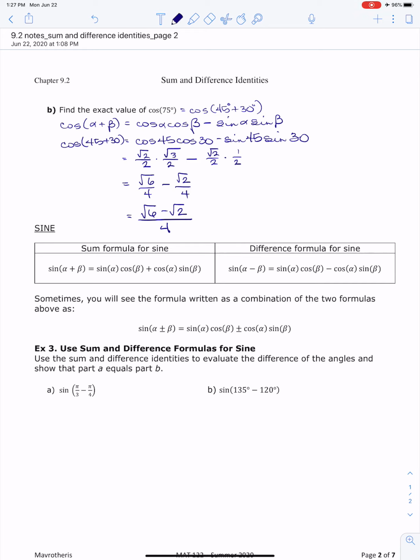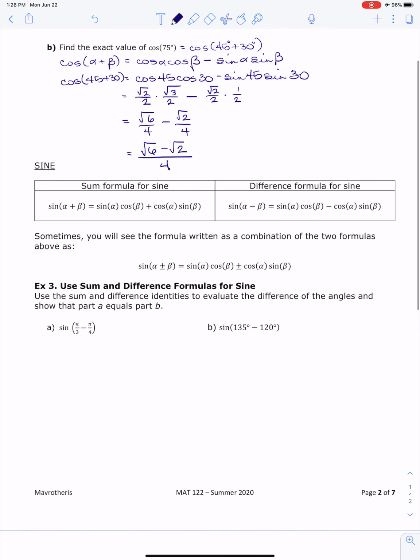Notice the similarities to what we found on the first page. You have exact values, 30, 45, and 60. We're dealing with 1/2, square root of 3 over 2, and square root of 2 over 2. There's only so many ways we can combine them, so you're going to see a lot of values that look real similar. Okay, so now let's move on to the sine.